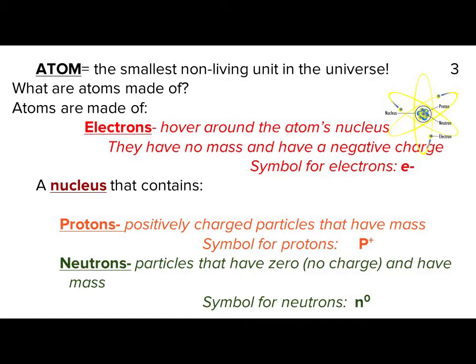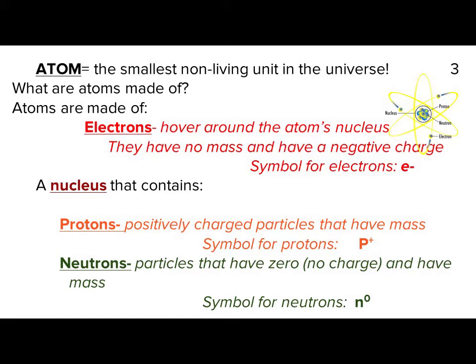And what are the atoms made of? Well, atoms are made of electrons, which hover around the atom's nucleus. They have no mass and have a negative charge. The symbol for electrons is a small e with a minus sign. It also has a nucleus that contains protons, which are positively charged particles that have mass, and the symbol for protons is P with a superscript of a plus sign.